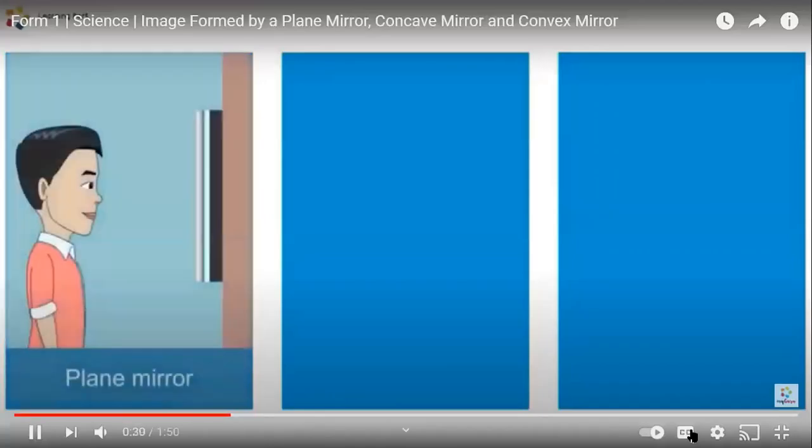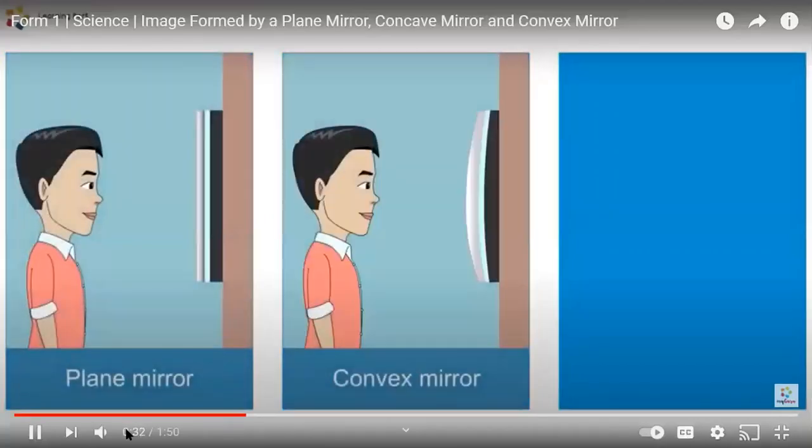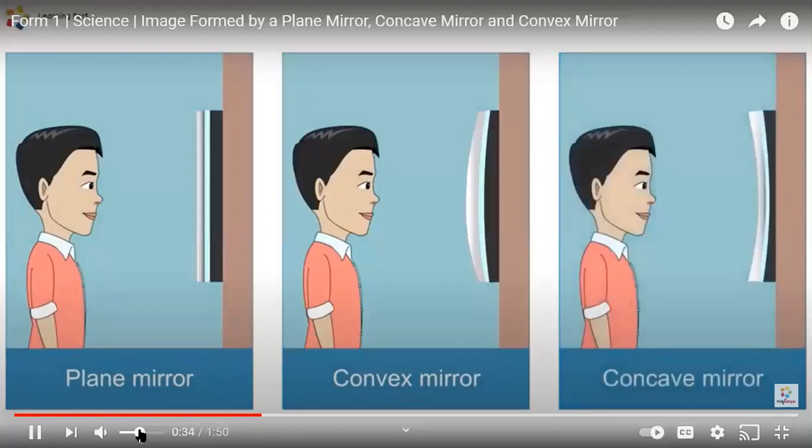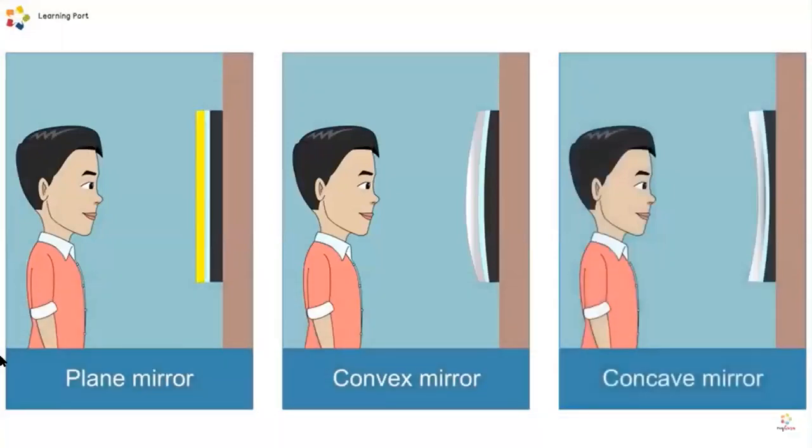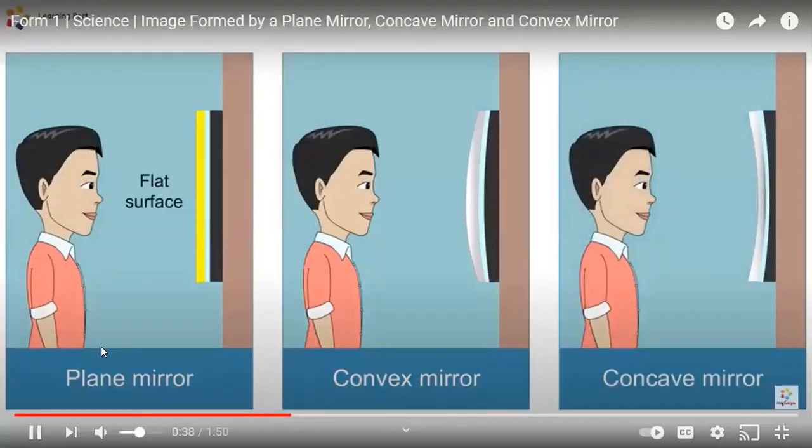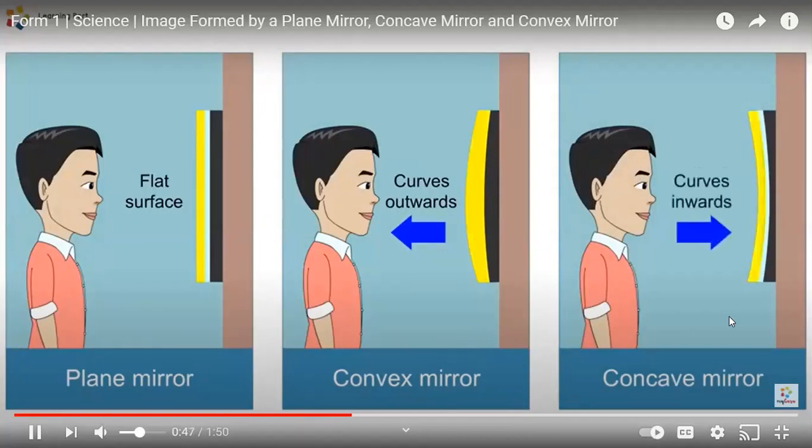There are 3 types of mirrors: plain mirrors, convex mirrors, and concave mirrors. A plain mirror has a flat surface. A convex mirror has a surface that curves outwards, and a concave mirror has a surface that curves inwards.